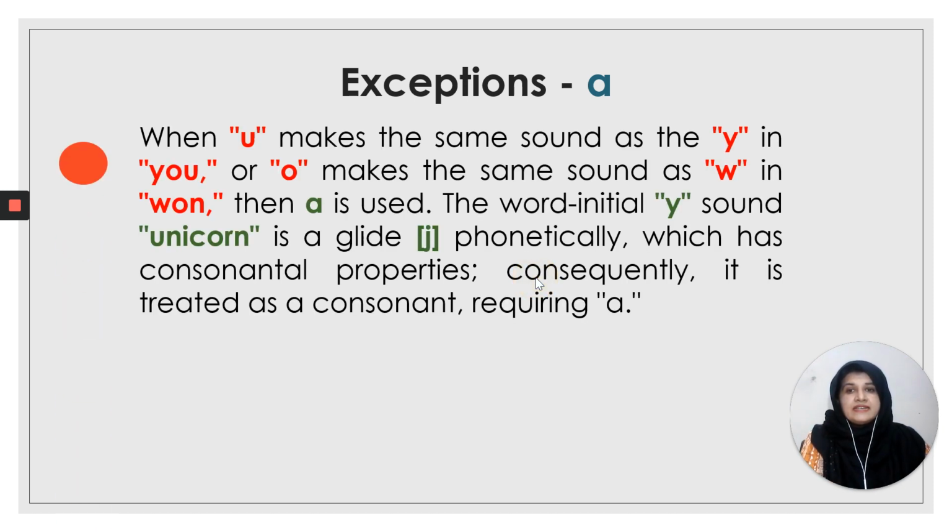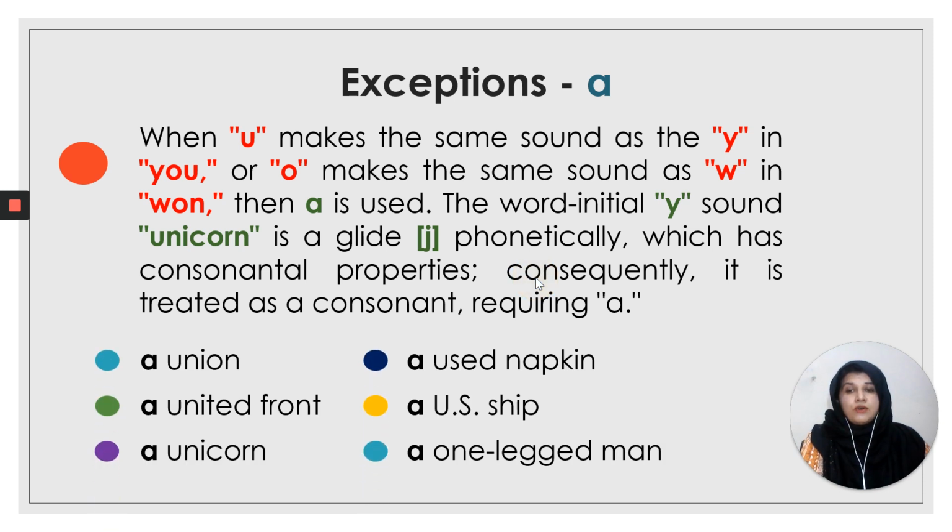Okay, there is another exception. For example, a union, a united front, a unicorn. Here, in all these examples, the words are starting apparently with vowel letters. But as these letters are not giving the vowel sounds, that's why we are not using an with them. We are using a just because of the consonant sound which they are giving in the start.